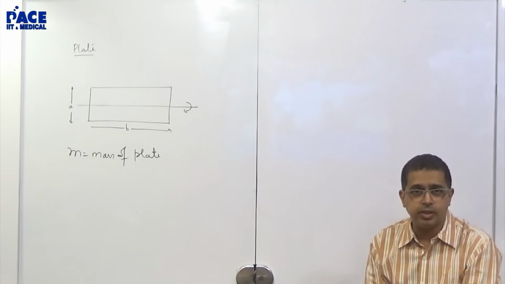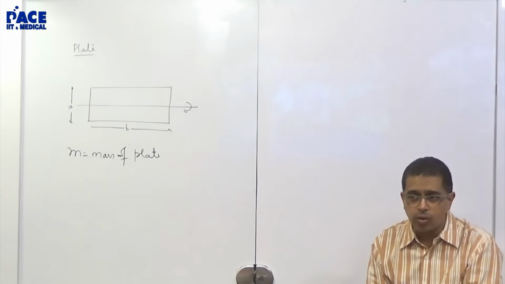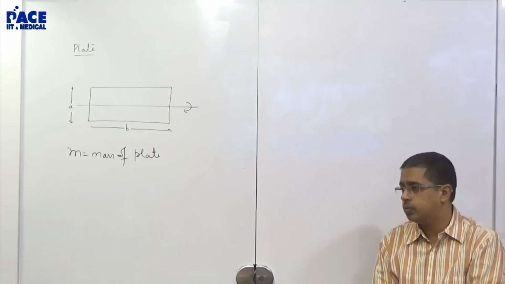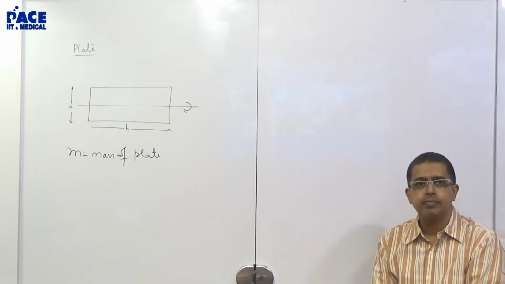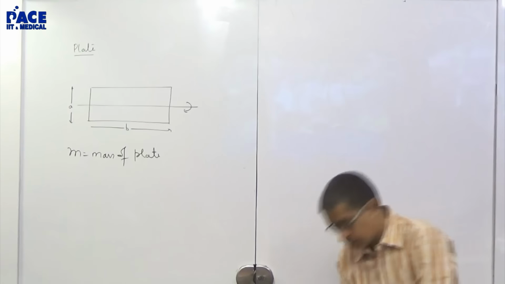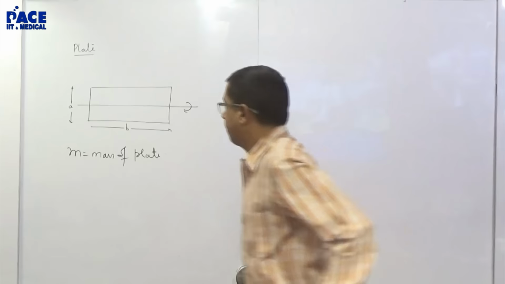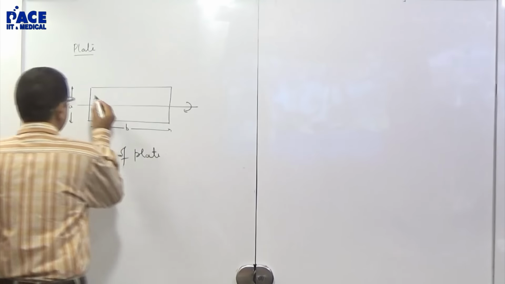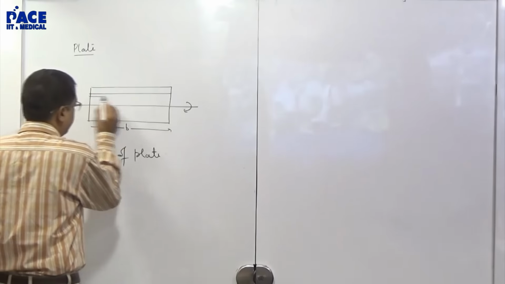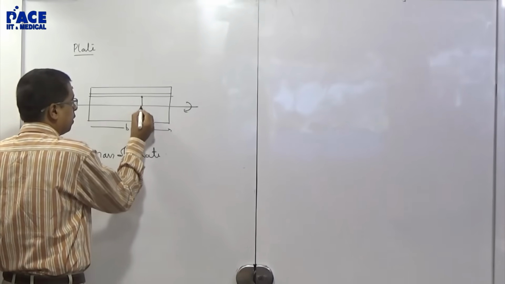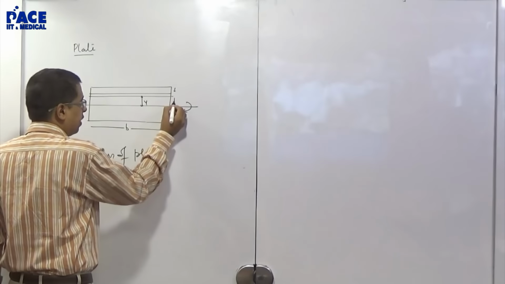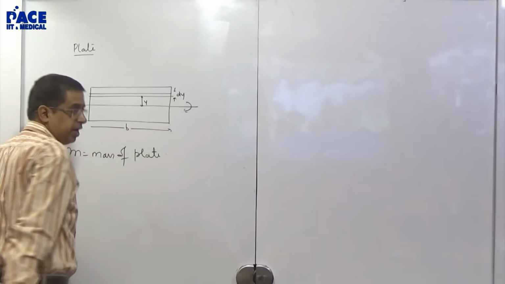Find the moment of inertia of the plate about the axis shown. Hint: consider an element at a distance of y of thickness dy.